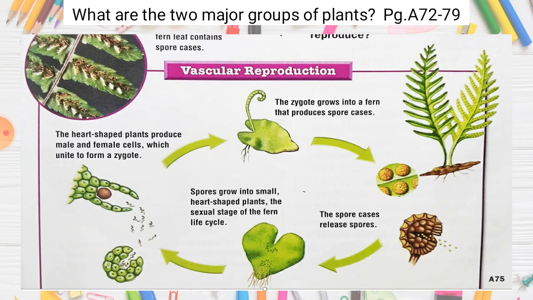The reproduction of ferns, or vascular plants that do not have seeds, is done using spores. A zygote grows into a fern that produces spore cases. The spore cases are released in the air. The spores grow into small, heart-shaped plants, the sexual stage of the fern life cycle. The heart-shaped plants produce male and female cells which unite to form a zygote, and continue the production of the vascular plants that don't have seeds.